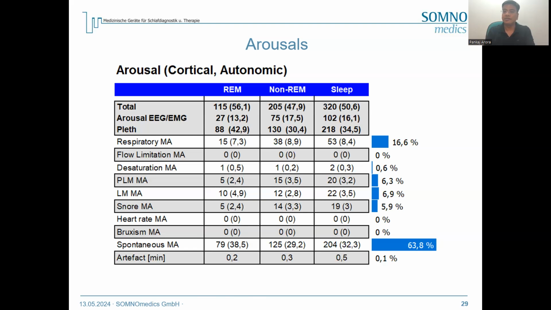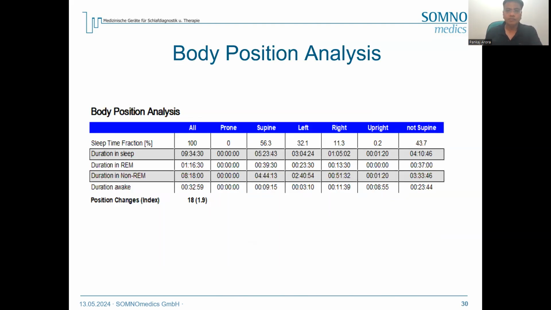So normal is an arousal index of below 15, which is still okay. But in this particular case, you see it is showing an arousal index of 50.6, which is very, very high. So now body position analysis, as I already told you, helps you see whether the patient is in supine or lateral position, and how many apneas or hypopneas are appearing in which position.